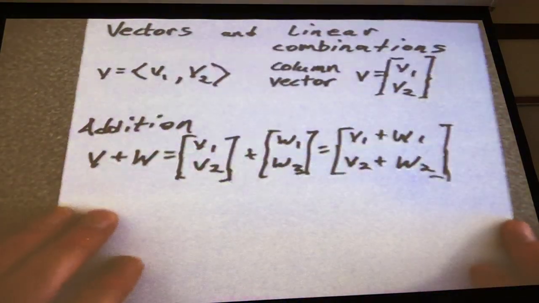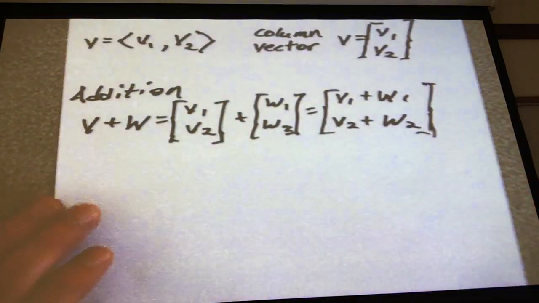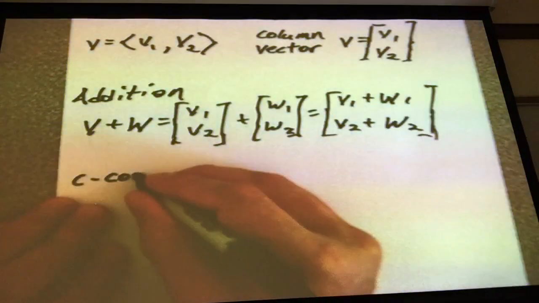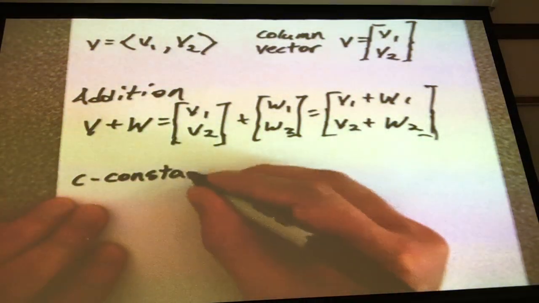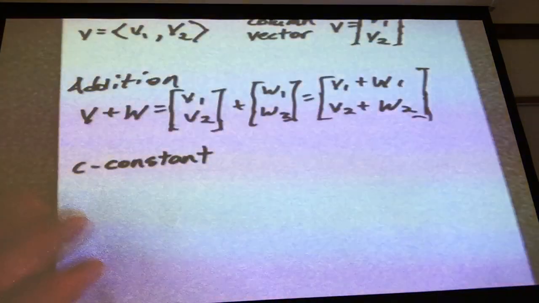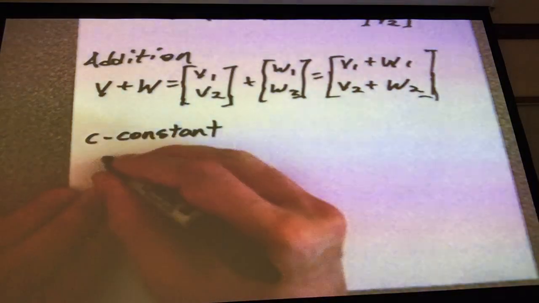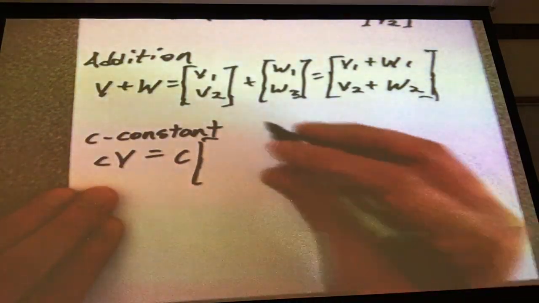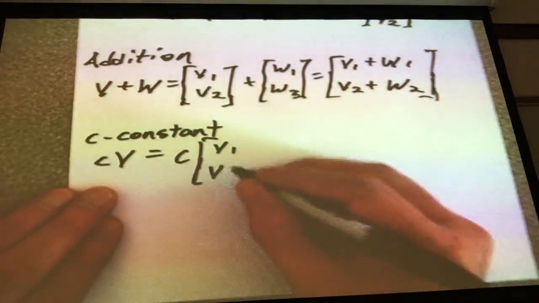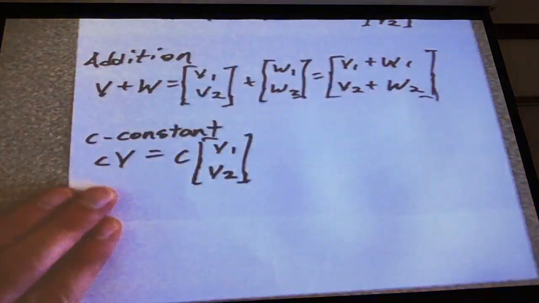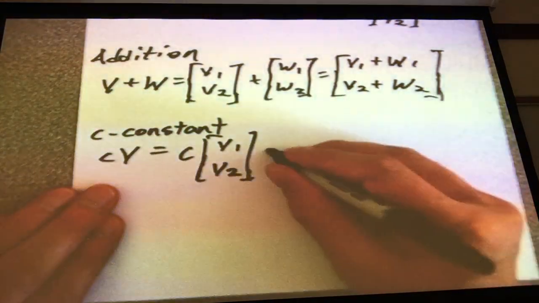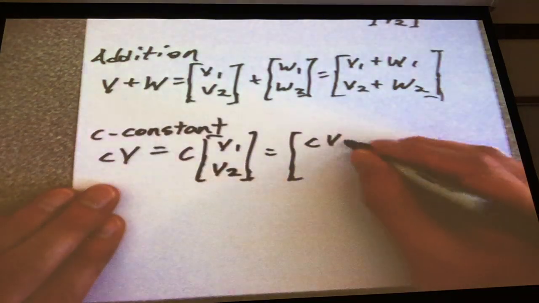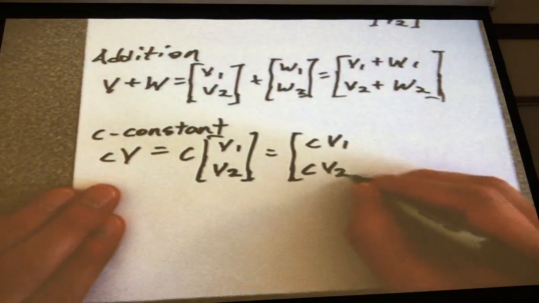All right. And we also have, well, if we have C being a constant, okay. And so if we said C times V, which would equal C multiplied by V1 and V2, well, you're going to distribute that C onto both of these. This is going to equal C V1 and C V2.